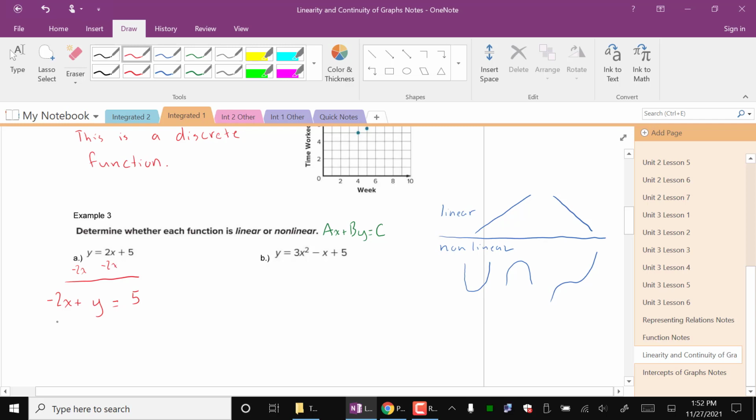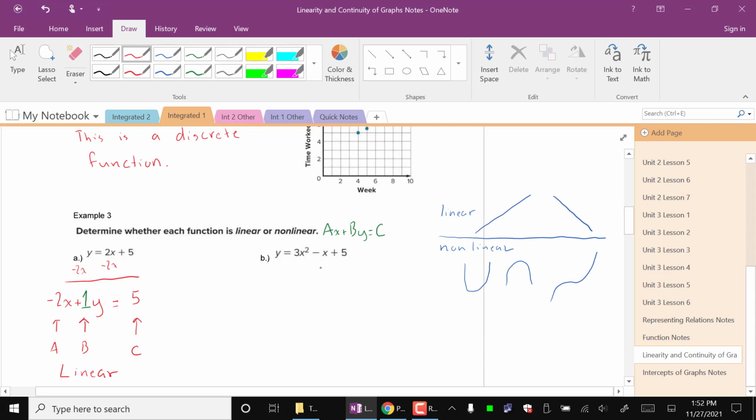This looks like this. We have our a value, we have our c value, and we actually have a b value. When you don't have anything there, it's just going to be a 1. So our b value is 1. So this would be linear, again, because it's in that form of ax plus by equals c.